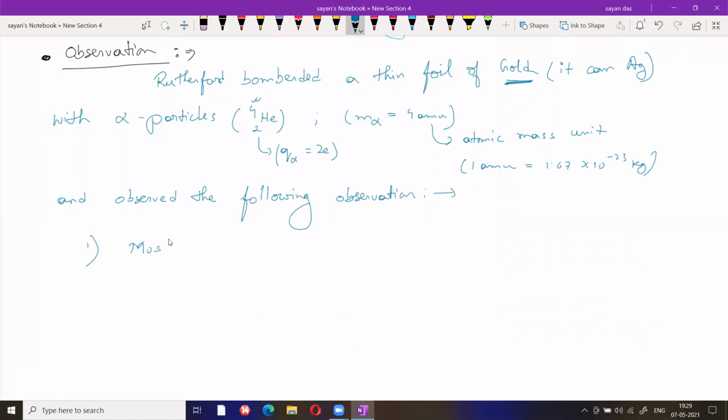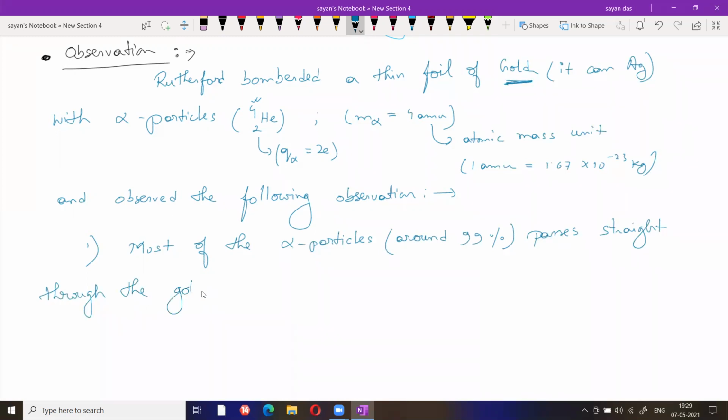Most of the alpha particles, around 99%, pass straight through the gold foil without having any deviation. This is the first observation.